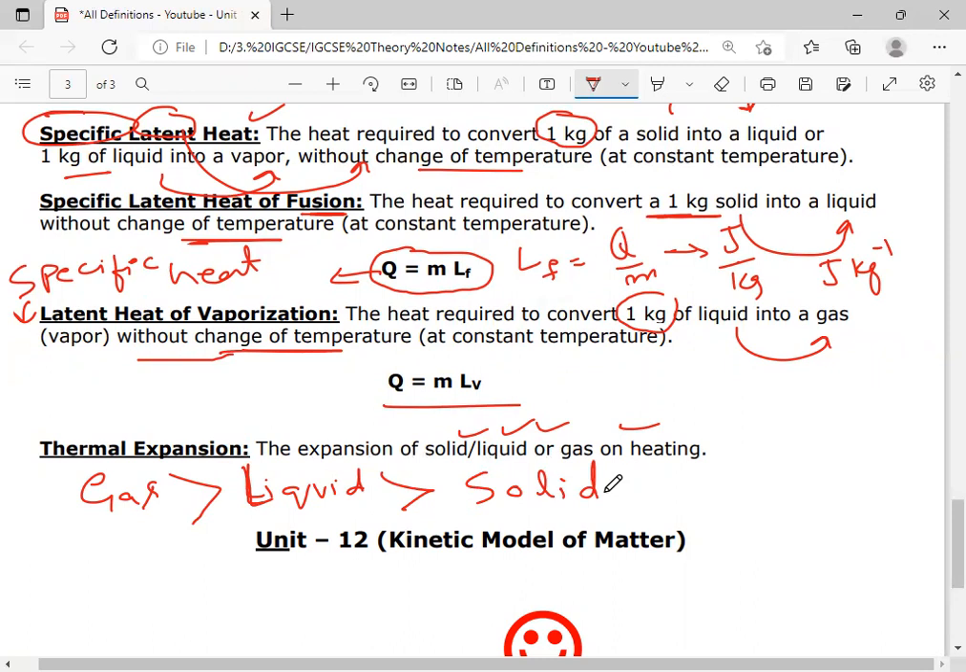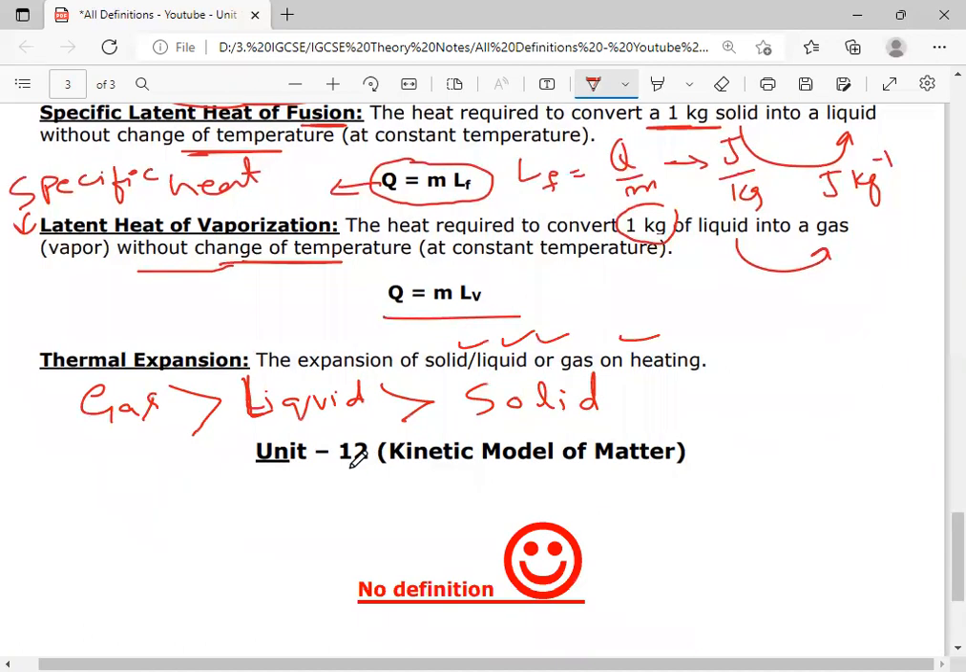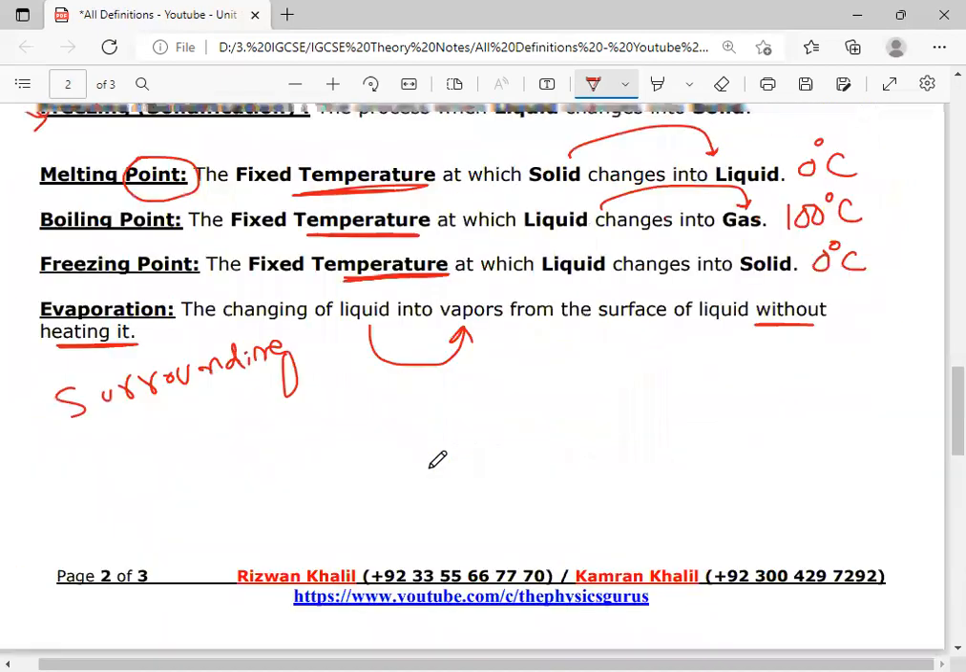And fortunately, good luck to all of you, there are no definitions in unit number 12, that is kinetic model of matter. So best of luck to all of you for your exams.